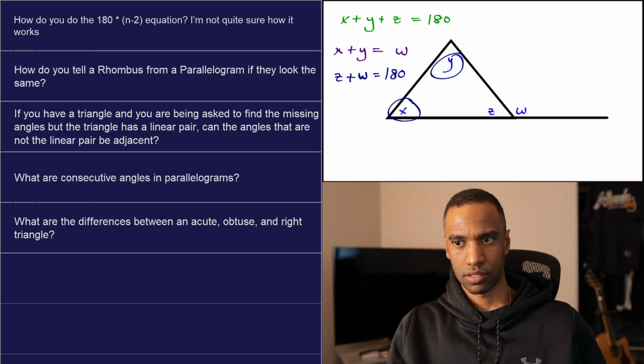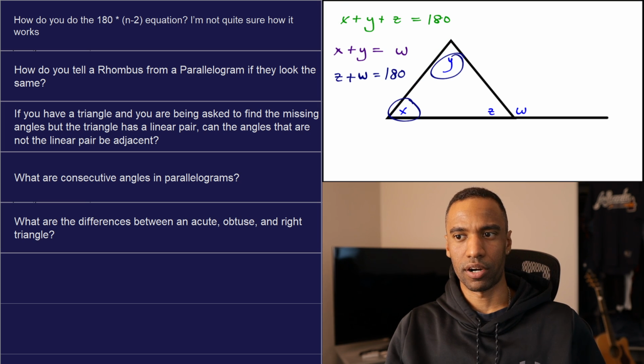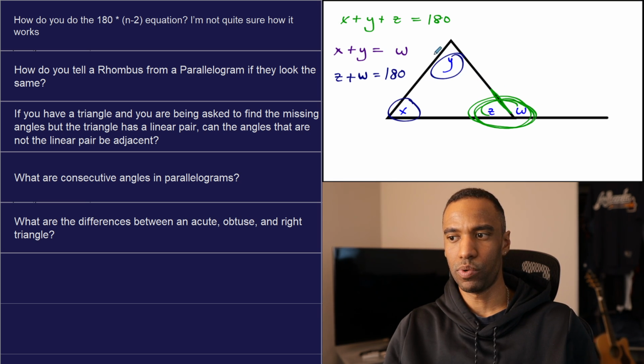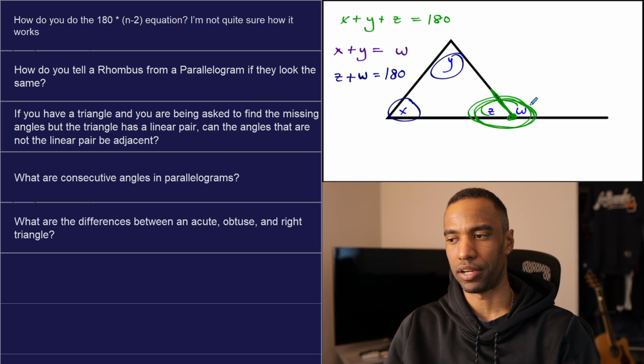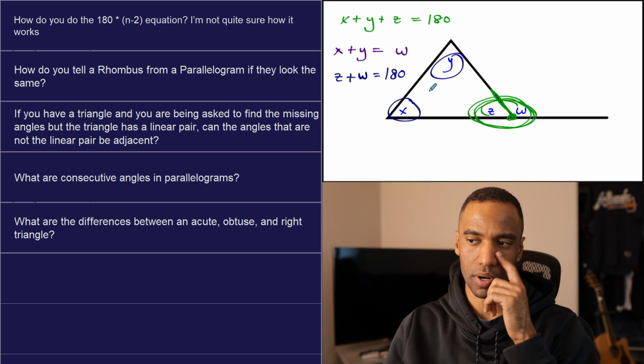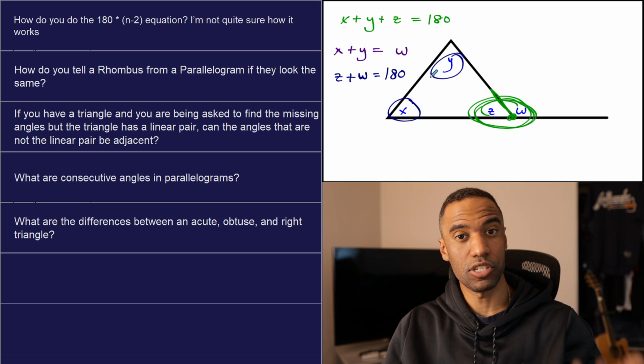Adjacent angles, well, these two angles aren't adjacent to each other. These two angles are adjacent to each other. These two are non-adjacent here. To be adjacent, you have to share a common side, which these do. They share a common side, but they don't share a common vertex like these two do right here. These two are non-adjacent. You might call these vertices adjacent.